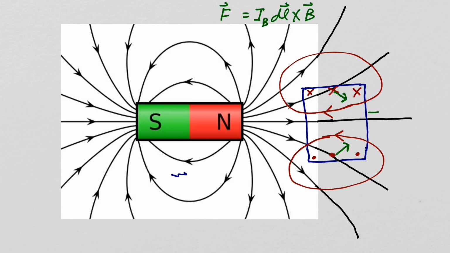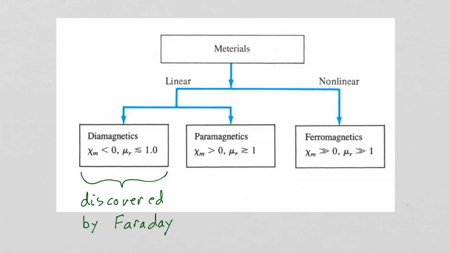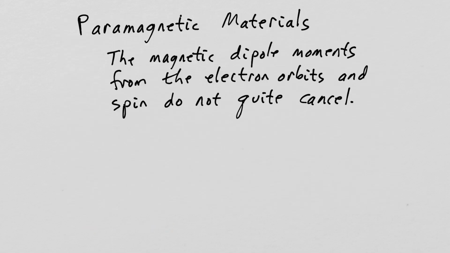Now let's look at paramagnetic materials. In paramagnetic materials, the magnetic dipole moments from the electron orbits and the spin do not quite cancel. So each atom has a magnetic dipole moment, but it is small. In the absence of an external magnetic field, the thermal vibrations result in a random orientation of all these magnetic dipole moments. So there are no magnetic effects in the absence of an external field.